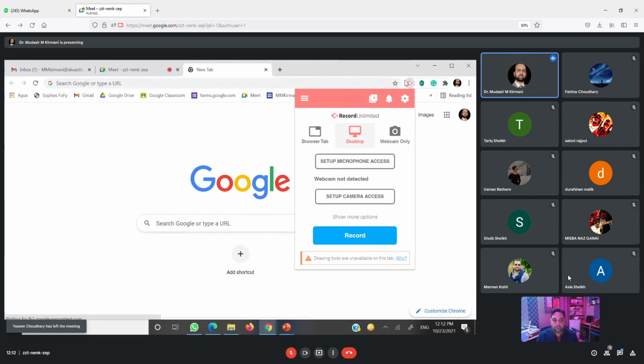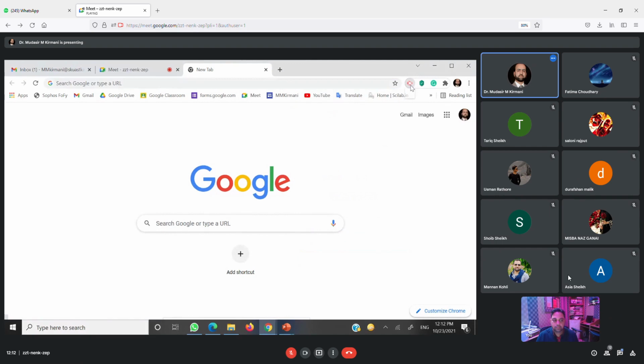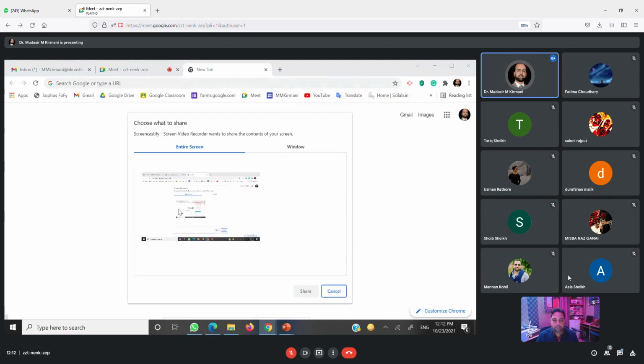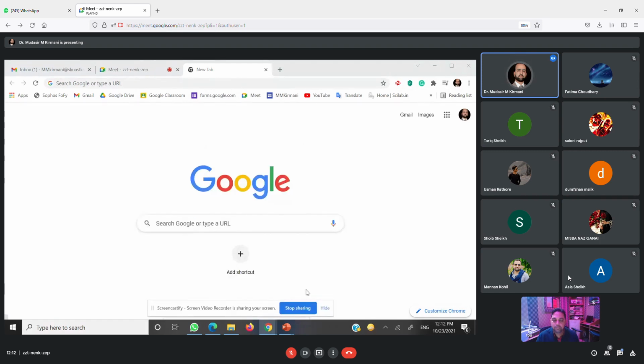So using your Gmail account, you can simply log in. And once you have logged in, you have to click on this particular icon and click on the record button. Now please check it out. I am clicking on the record button. It is showing me what I want to record. I want to record the entire screen. And the time I click on share, it means it will start recording.